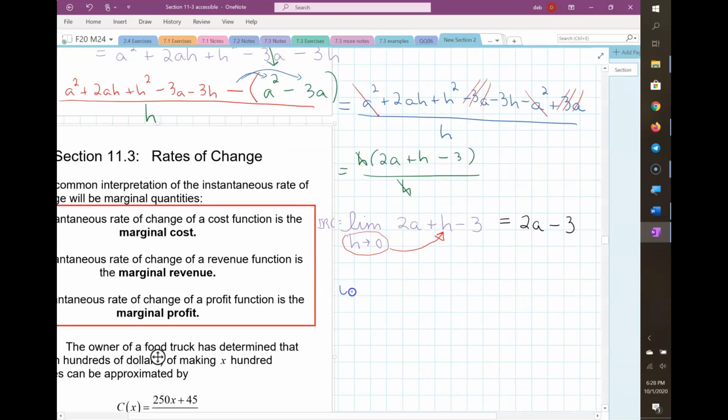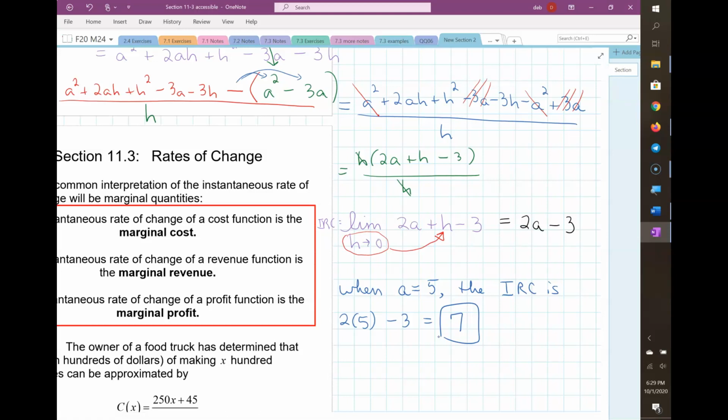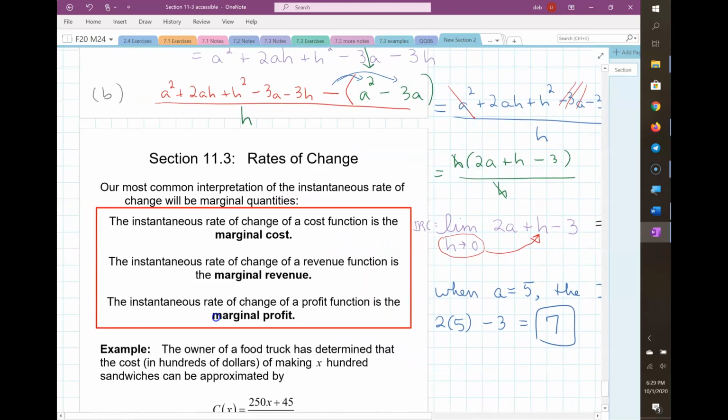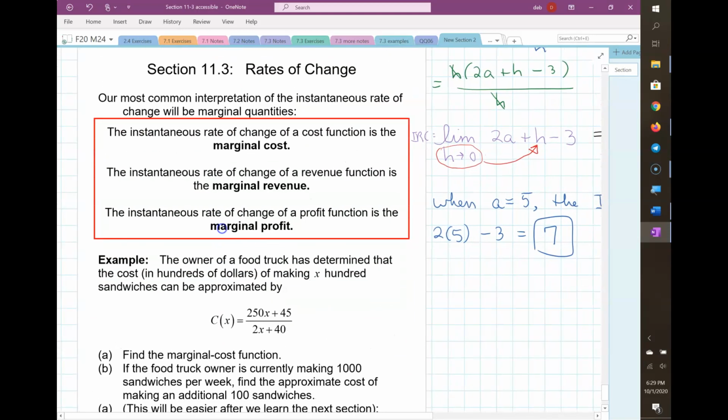So when a is 5, the instantaneous rate of change is 2 times 5 minus 3, or 7. Okay, so you might need to walk through that several times, but you have some homework problems so that you can practice doing that. And remember to look in the back of the text for the answers to all of the problems, or they're also posted in Canvas and in the modules.